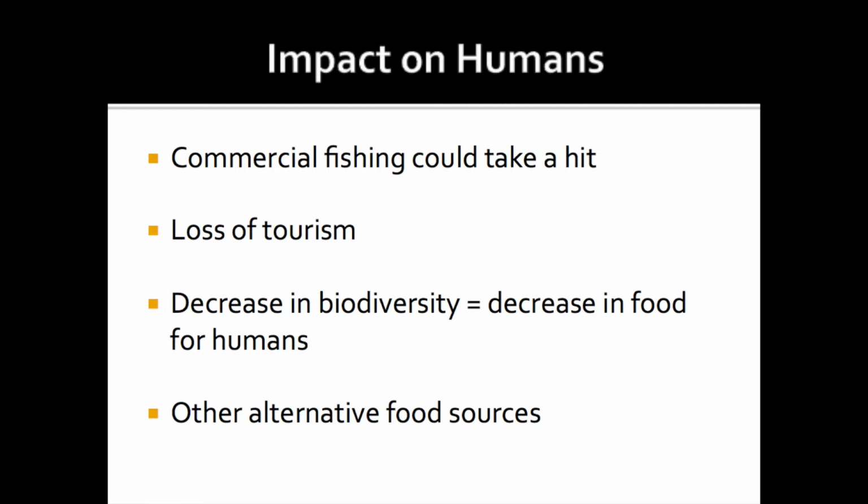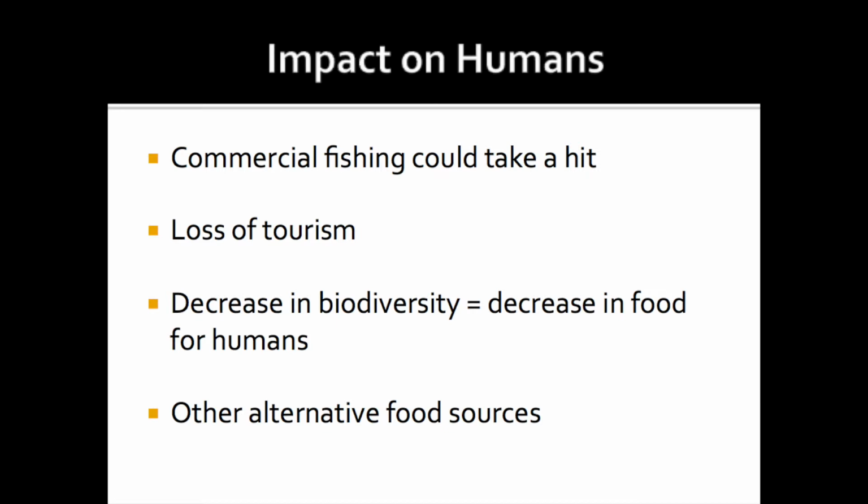First off, commercial fishing, which is a huge industry and provides a lot of revenue for the world across the earth, will take a big hit because the biodiversity found in coral reefs will be decreased because the amount of coral reefs will be decreased, and therefore the amount of apex predators will be decreased, so the entire biome of the ocean will be decreased.